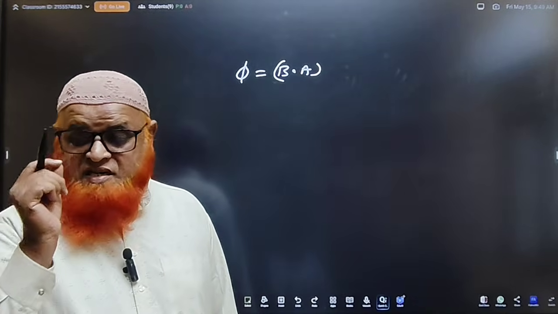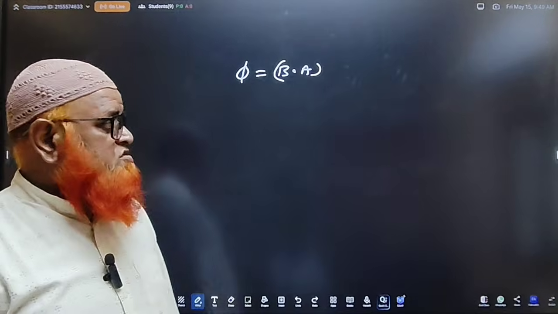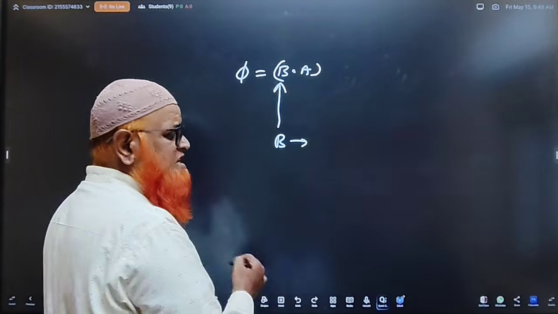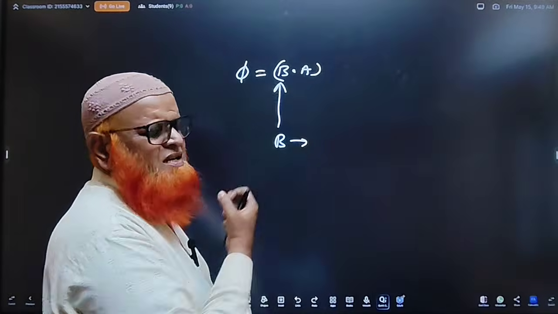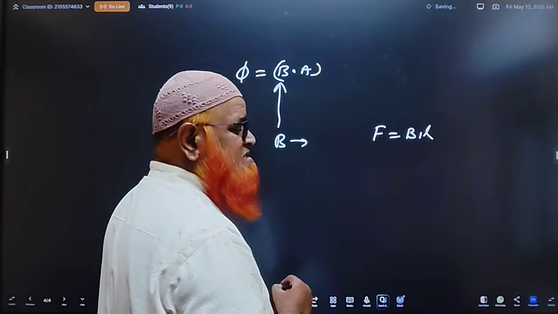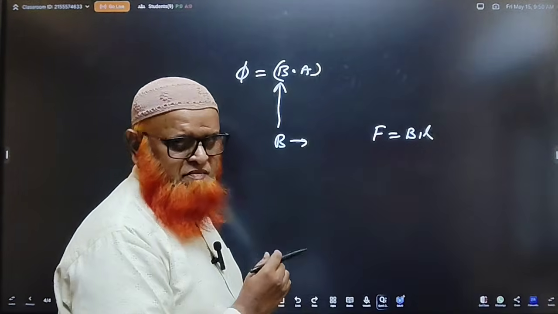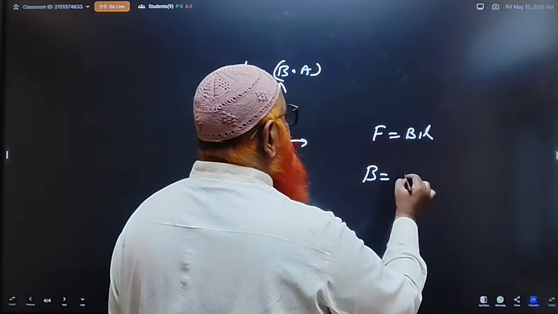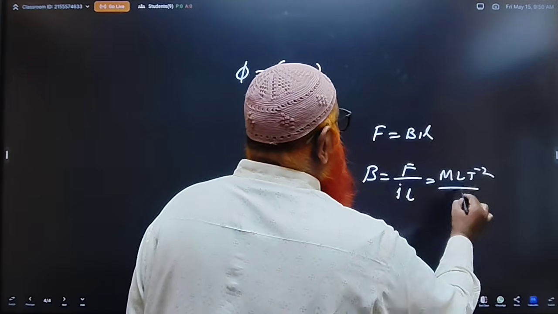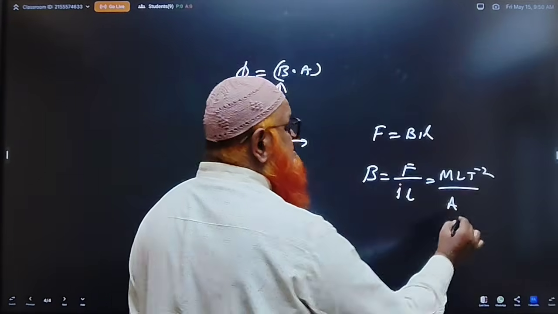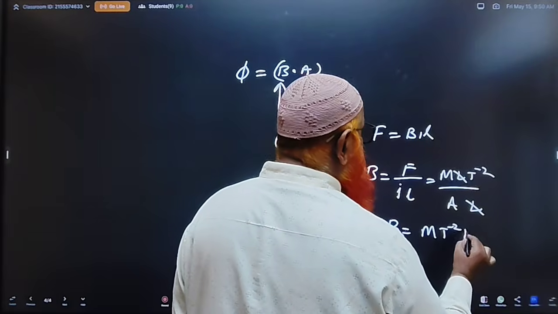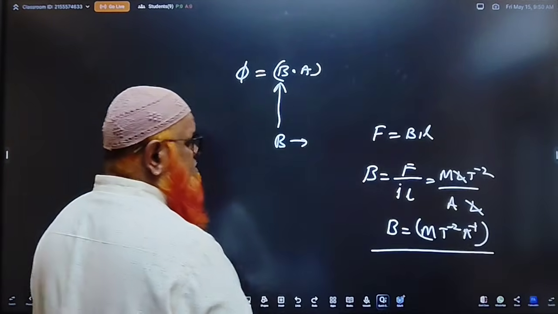And I have told you the technique of how to find the tough dimensional formulas. If you want to find the dimensional formula for B, the simplest formula with which we can extract it is F is equal to BIL. You know, this is the formula present in moving charges and magnetism. So from this it is very easy to derive B equals F by IL, where F is nothing but MLT power minus 2, I is current, which is ampere, and this L is going to be L. So this gets cancelled. So B is nothing but M T power minus 2 A power minus 1. This is the dimensional formula for B.